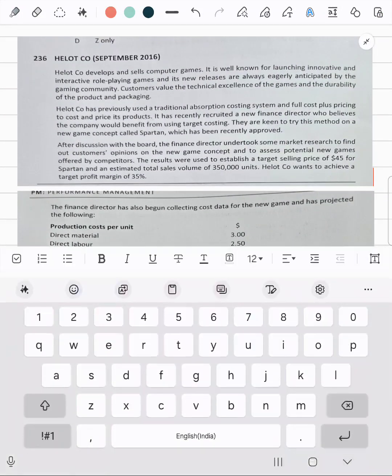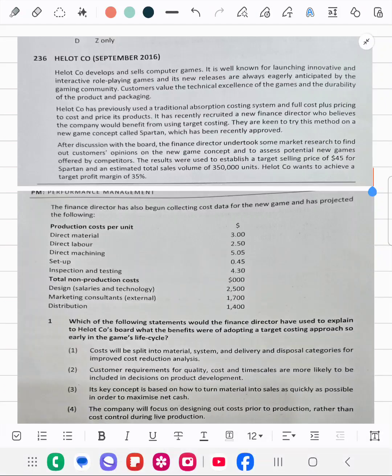Hello, let's start with another question of section B. The question is HELOT Company. This question came in September 2016, and HELOT Company develops and sells custom computer games.